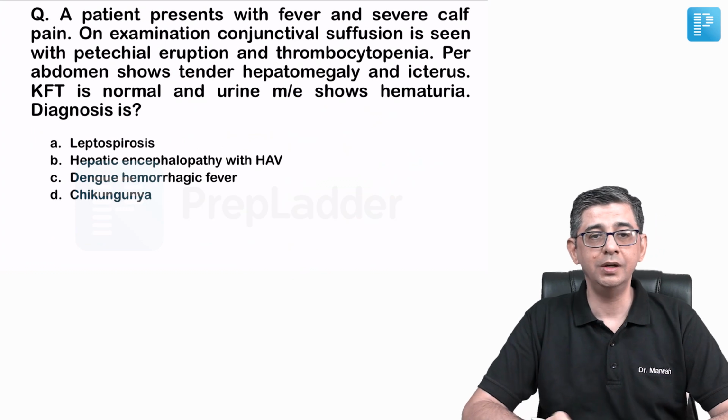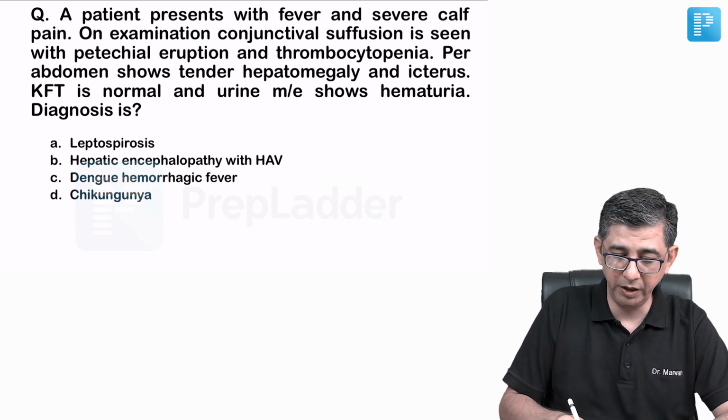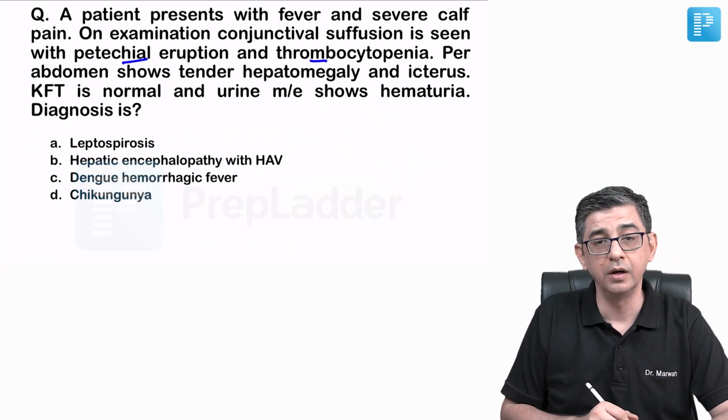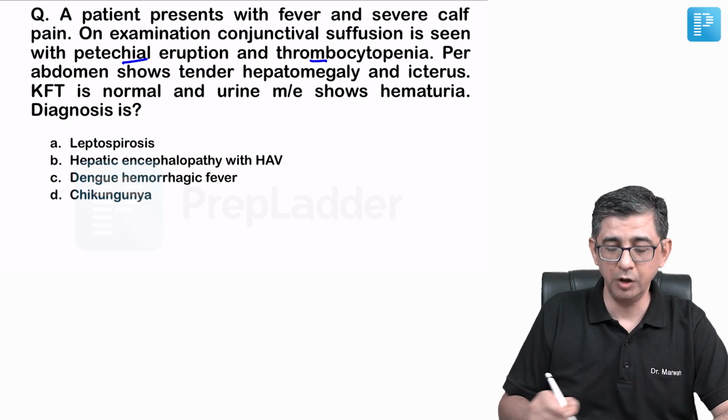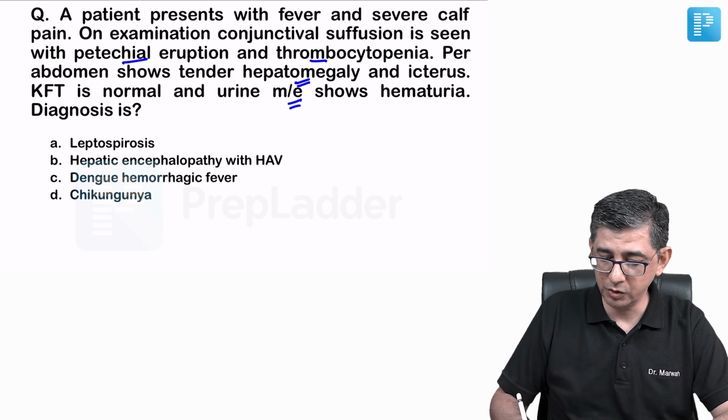So we come to the last one, which said a patient with fever and severe cough pain has presented to you, and there is conjunctival suffusion with petechial eruption and thrombocytopenia. So let's look at the subsequent information. There was liver involvement occurring and the urine showing hematuria. So it was like this.